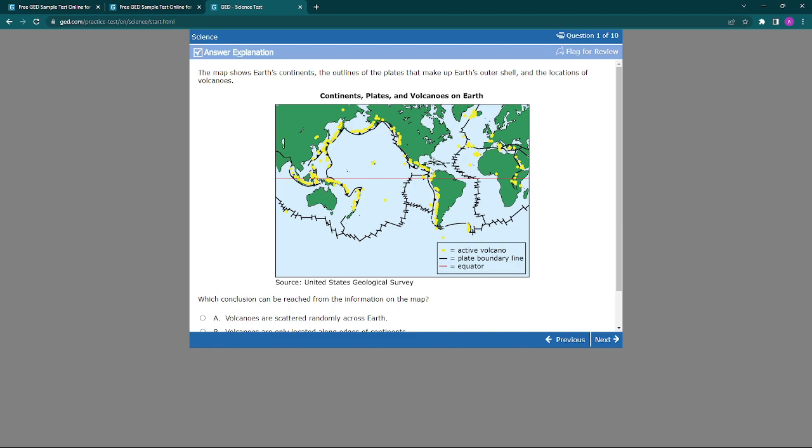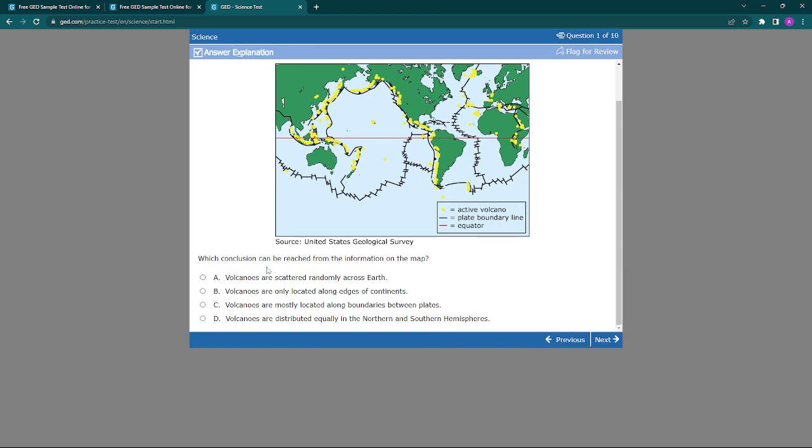Okay, so here it's talking about plate tectonics. If you haven't heard about plate tectonics, that's where the Earth is comprised of plates that move around. If you didn't know that, I learned that from a geology class in community college. So we should make this accessible for everyone. But anyways, it's asking which conclusion can be reached from the information on the map.